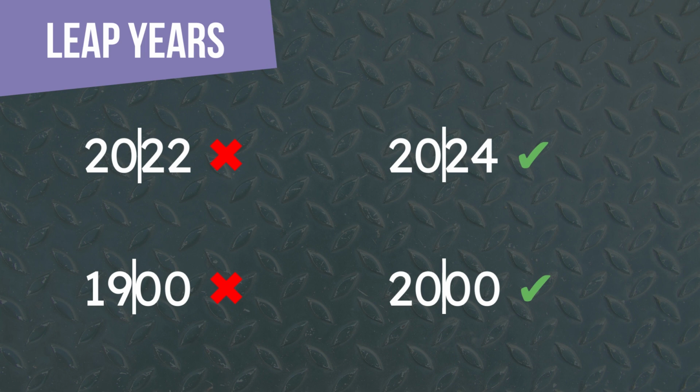So now, for the final example, 2000. So again, the last two digits are 0, so let's drop them and let's focus on the 20. The 20 is divisible by 4, which means it's a leap year. So if you see a year like 10,000 or any multiples of that, those are also leap years.